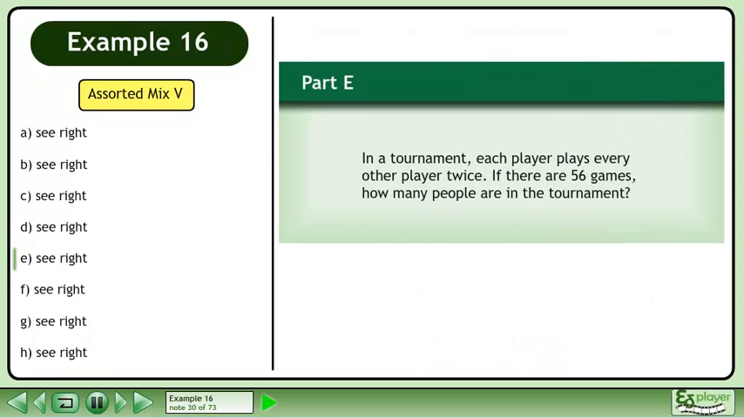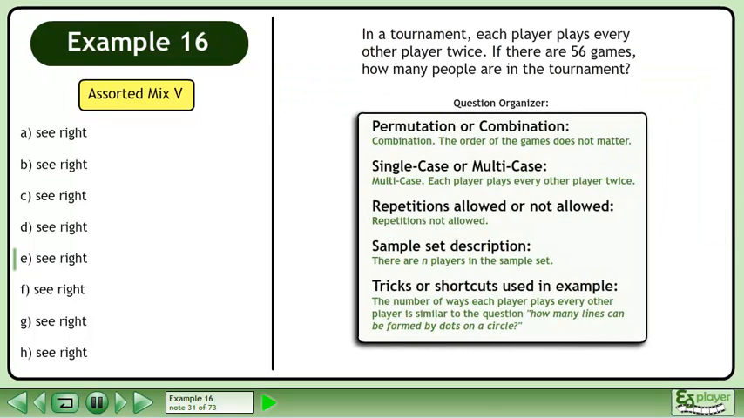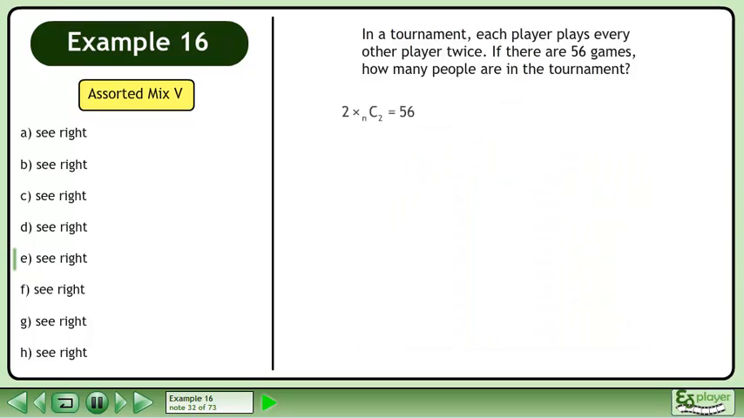Now we'll move on to Part E. In a tournament, each player plays every other player twice. If there are 56 games, how many people are in the tournament? Pause the video and organize the information about this question. We can represent the problem with the equation 2 times n choose 2 equals 56.